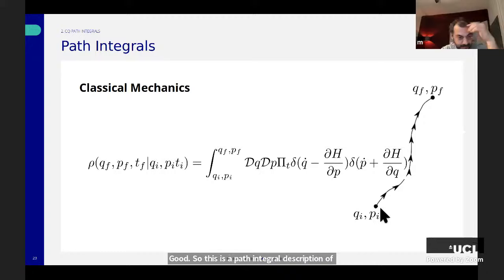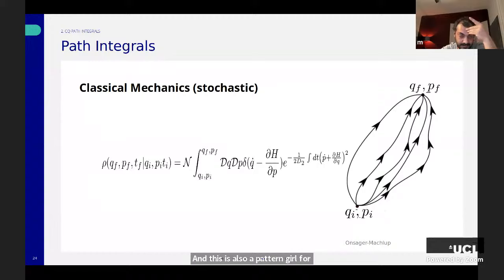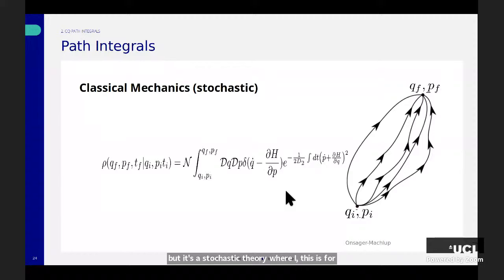Okay, thanks. And this is also a path integral for classical mechanics, but it's a stochastic theory, for Brownian motion. So I have Brownian motion, or a Fokker-Planck-like equation, where I have the force, but I have stochastic fluctuations to the force and they are suppressed, but they exist. And so you can write this path integral.